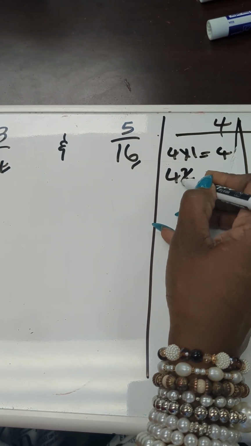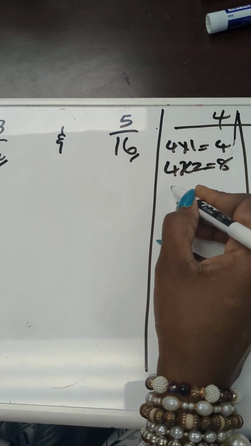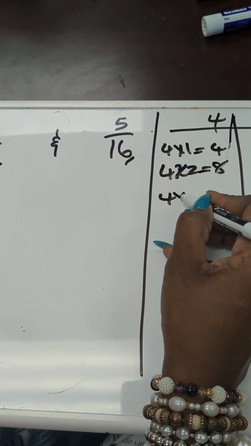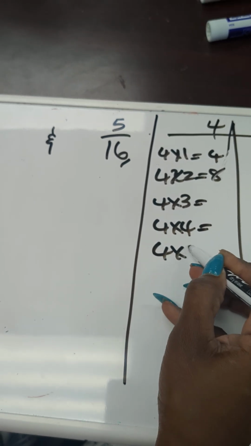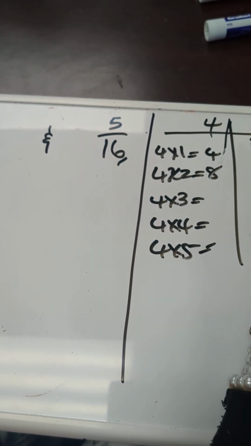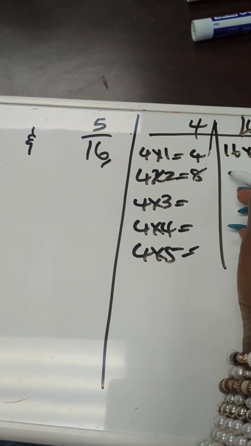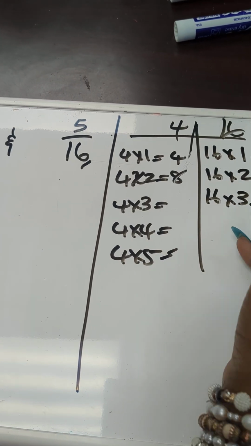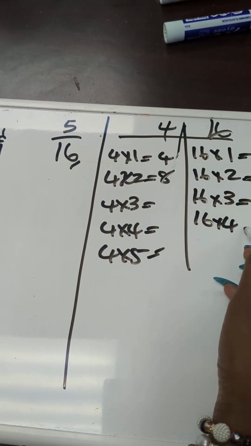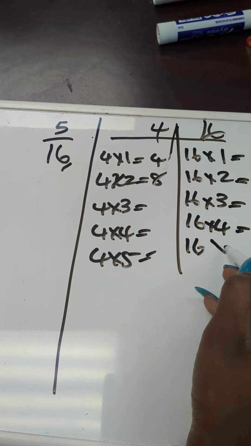4 times 2 equals 8. So we're going to do up to 5. 4 times 3, 4 times 4, and 4 times 5. Let's do this one. 16 times 1, 16 times 2, 16 times 3, 16 times 4, and 16 times 5.